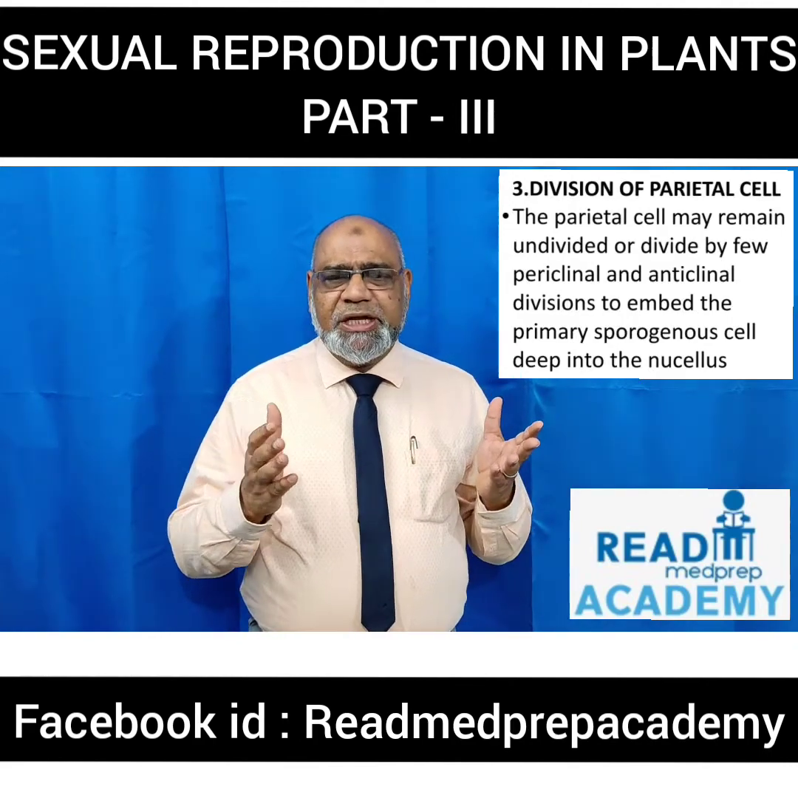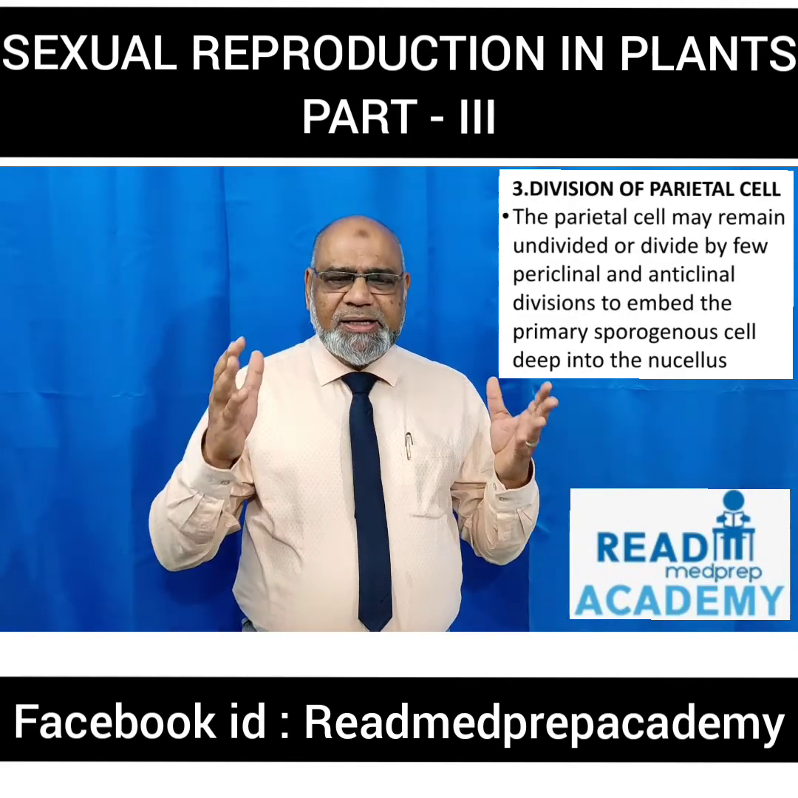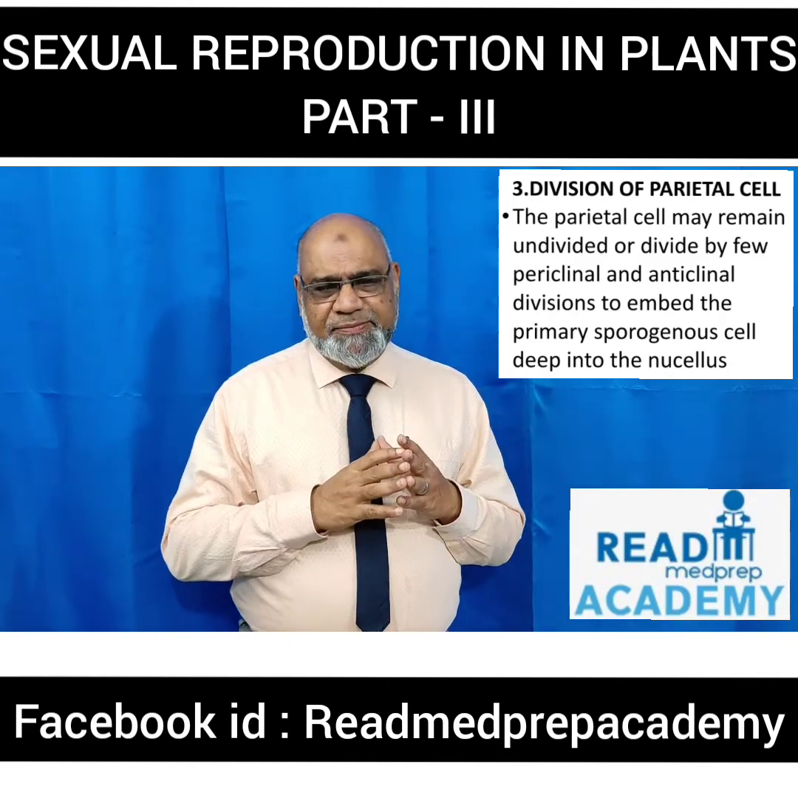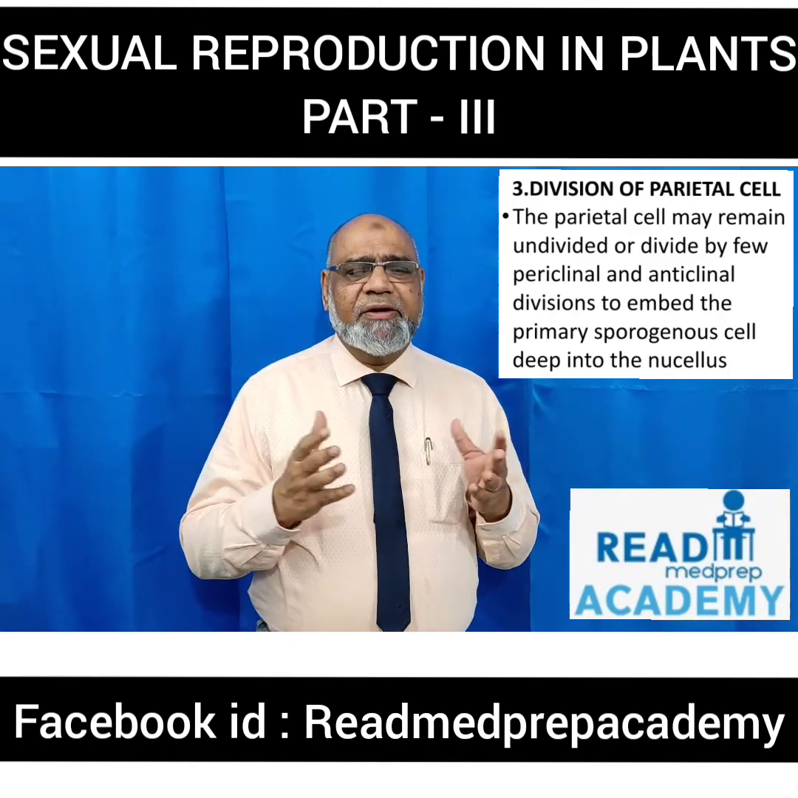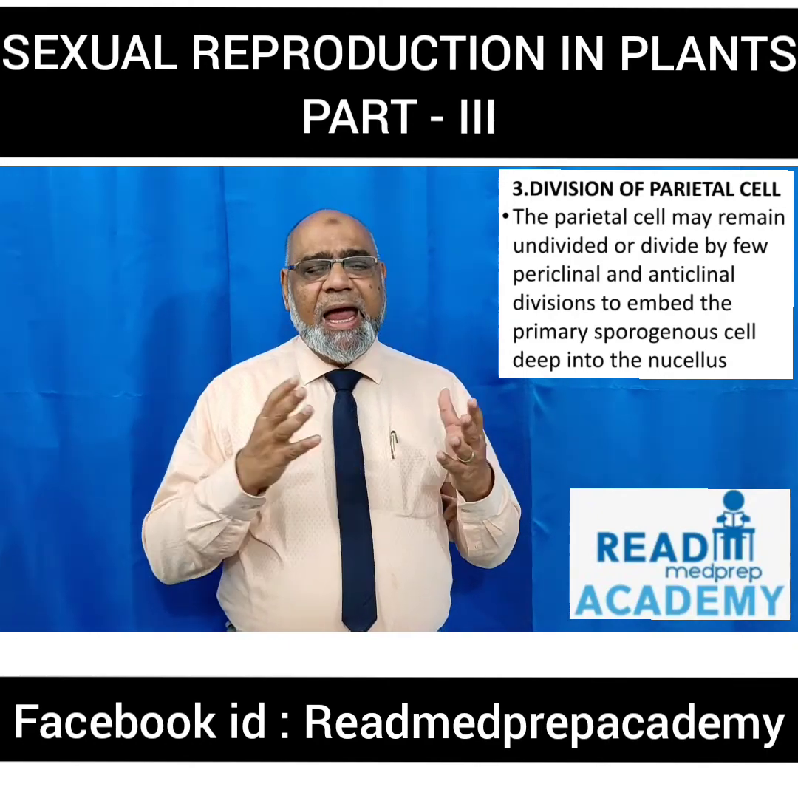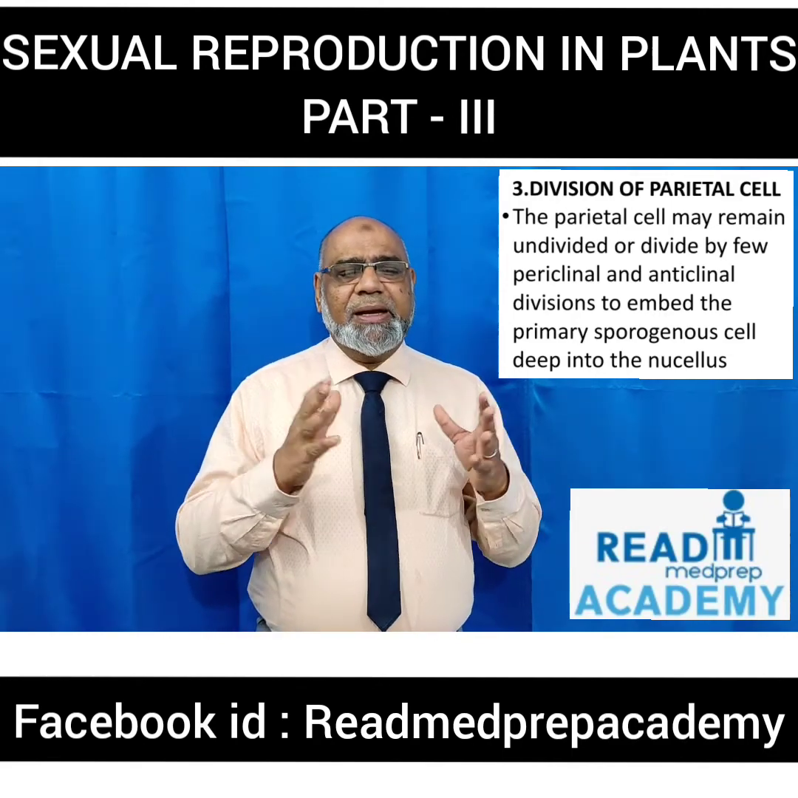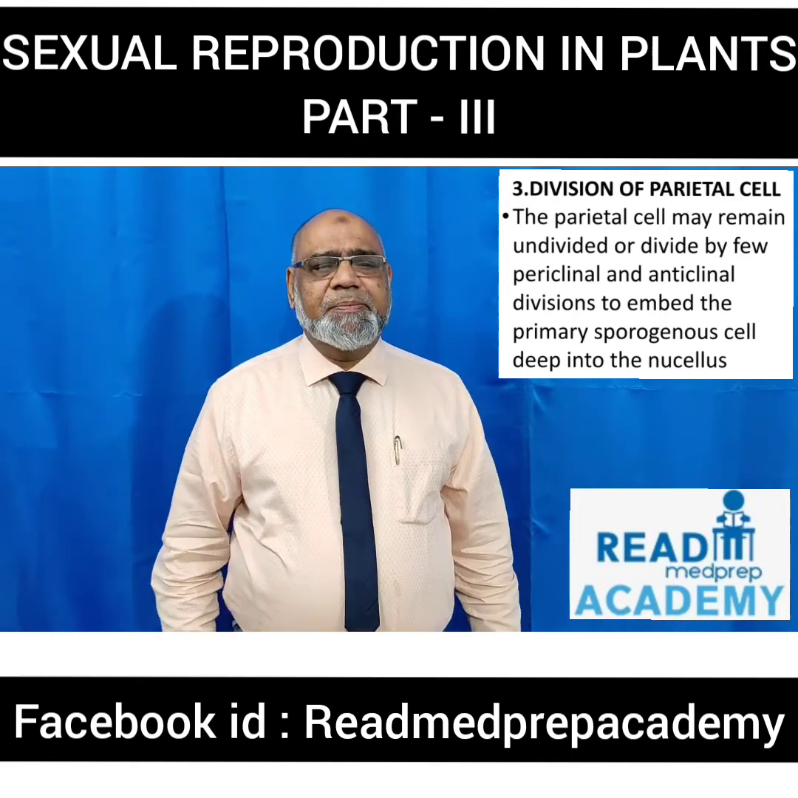Now the third step is the division of the parietal cell. The parietal cell may remain undivided or sometimes divide by a few periclinal and anticlinal divisions to embed the primary sporogenous cell deep into the nucellus.